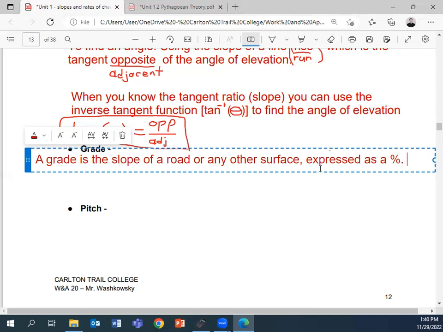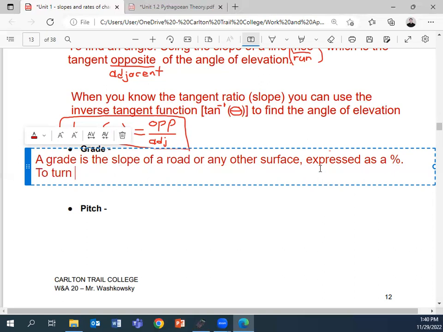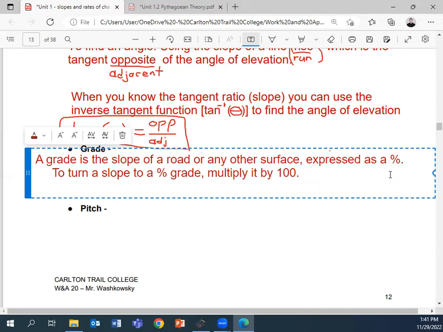Okay, so that's what a grade is. It's the slope of a road. They say it as a percentage. Now, how we figure it out in math: to turn a slope to a percent grade, I'm just going to put the little symbol here, we multiply it by 100. So if we want to turn a slope into a percent grade, we multiply it by 100.